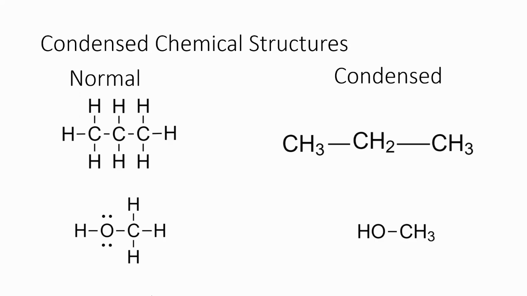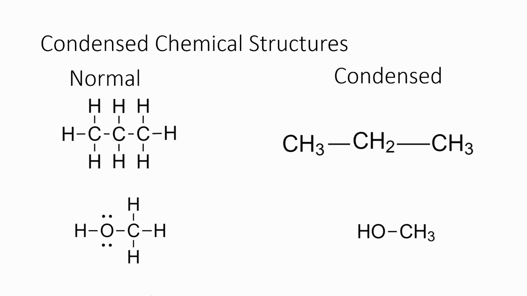This is called a condensed structure because this is a little bit cleaner. We don't have to show every bond. If we show this, this is telling us we have carbon connected to 3 hydrogens. So this carbon connected to 3 hydrogens is the same as that carbon connected to 3 hydrogens. And then this carbon connected to 2 hydrogens is the one in the middle. So you're just taking out the bonds between carbon and hydrogen. That's a condensed structure.